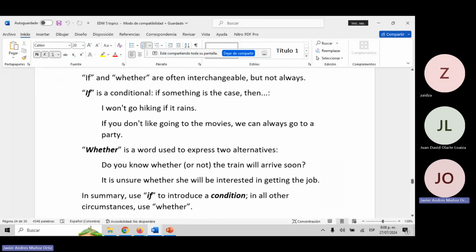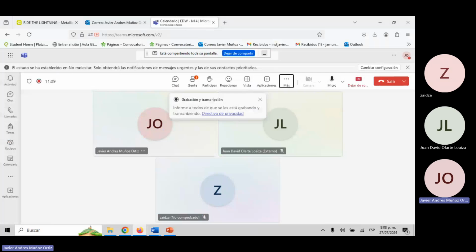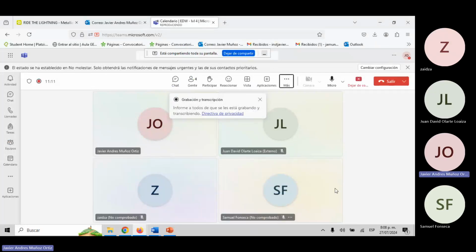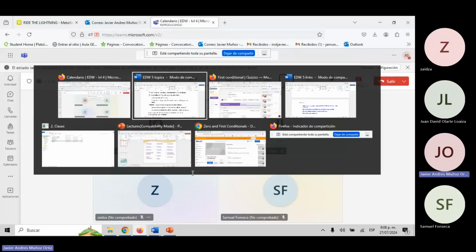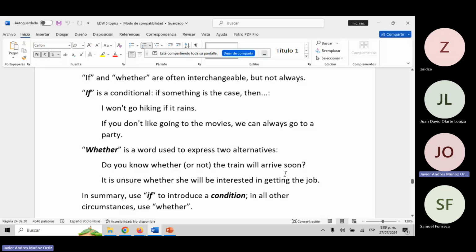Instead, if is a conditional, but this is used when we say, in case this happens, then another thing is going to happen. It can be anything. So it might rain, it might go to the university, it might be winning a scholarship or whatever. So this is the difference between if and whether.